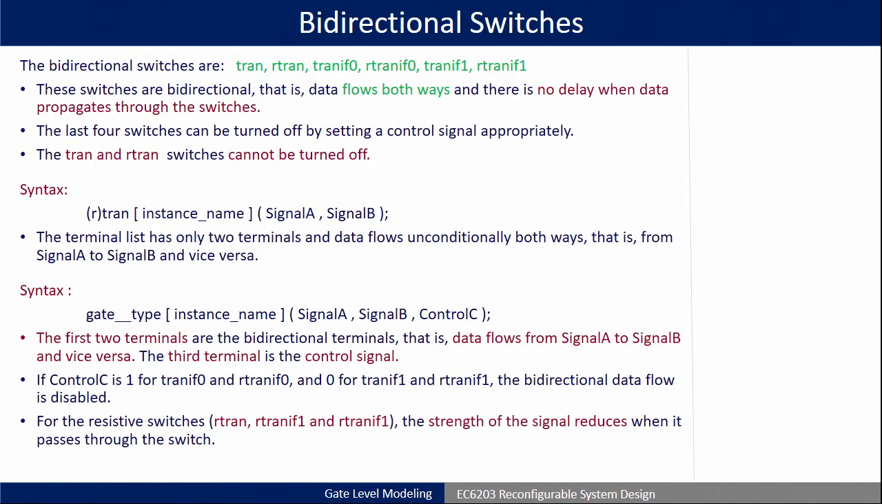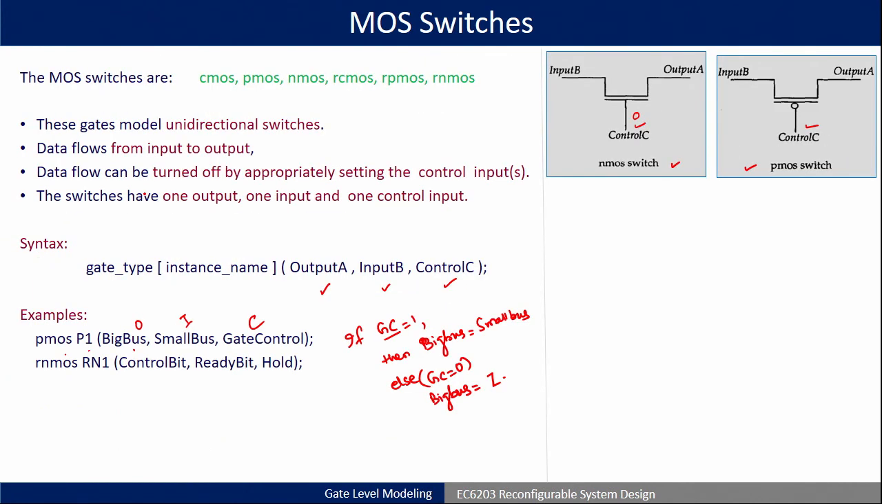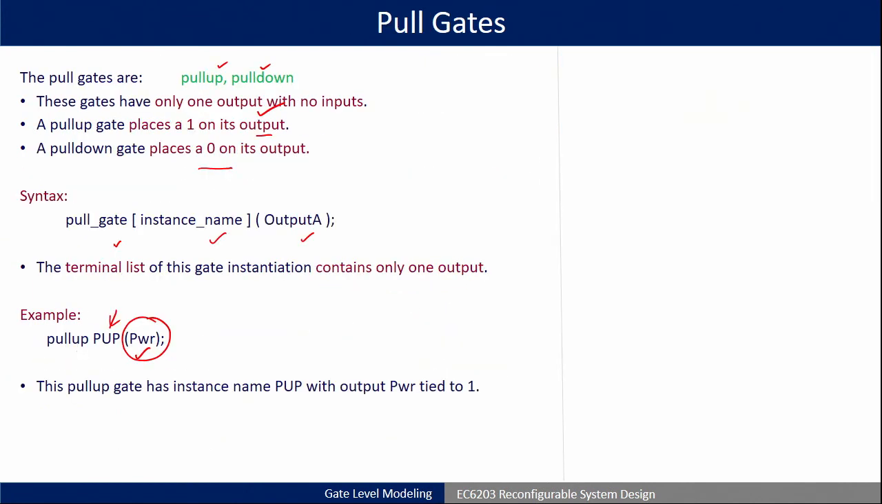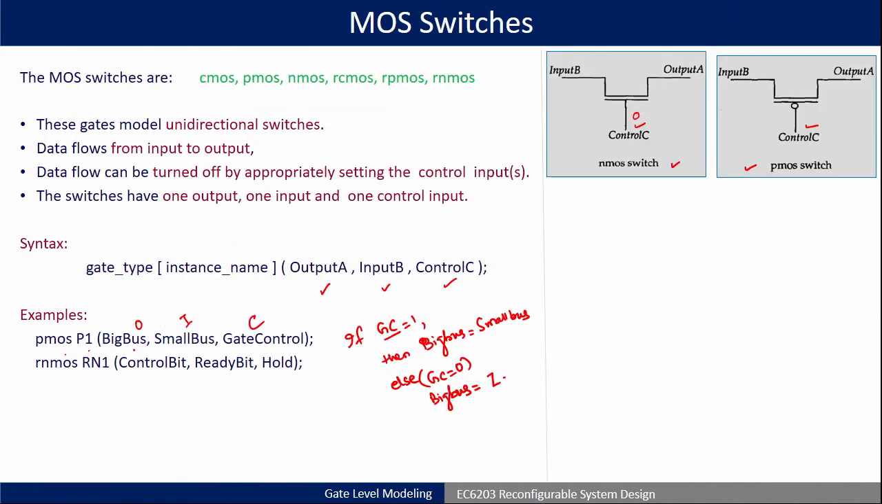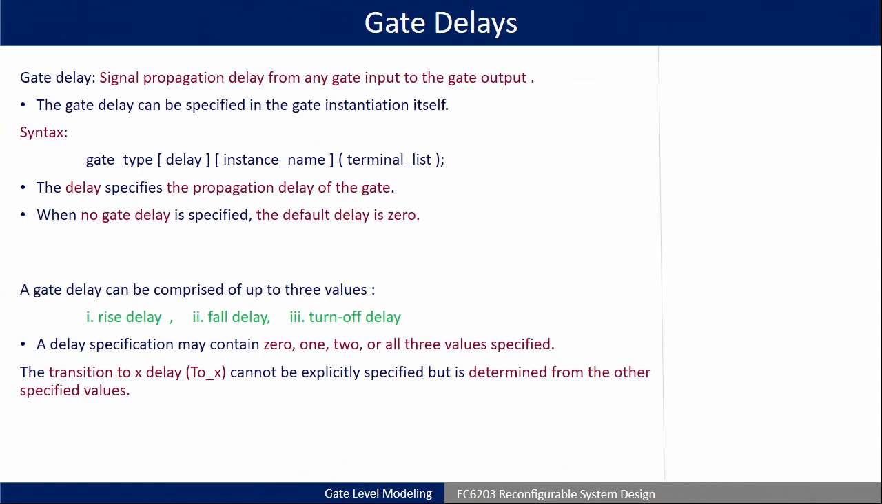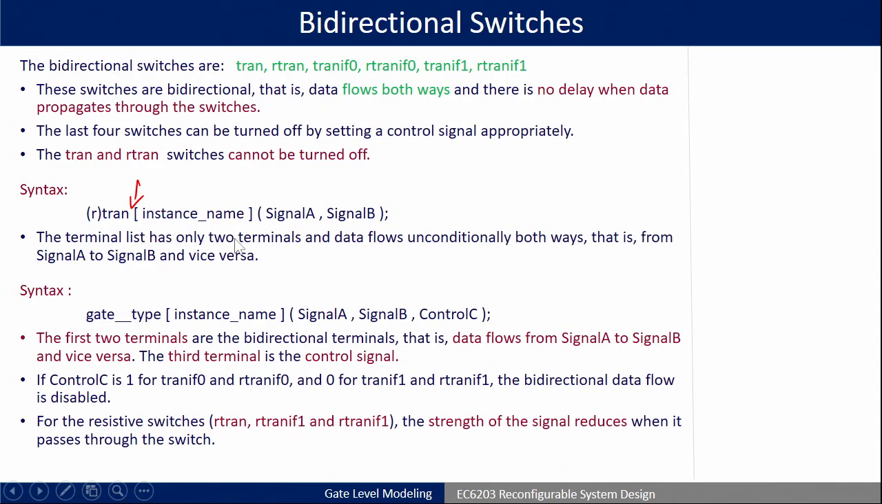The last one in this context is your bidirectional switches. The bidirectional switches support TRAN, RTRAN, TRAN if 0, RTRAN if 0. These bidirectional switches, unlike your NMOS, PMOS, let the data flow in both ways, and there is no delay when the data propagates through these switches. In other cases delays may come, but in this case you will never find a delay.